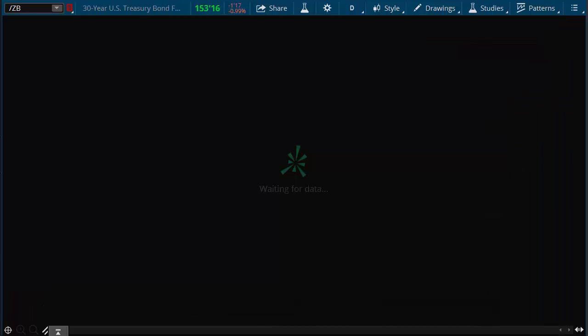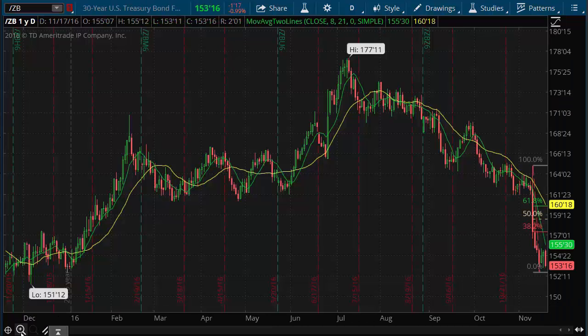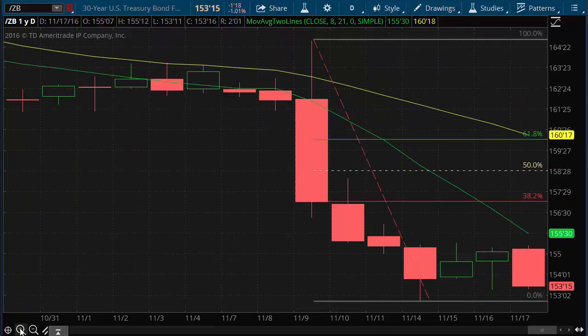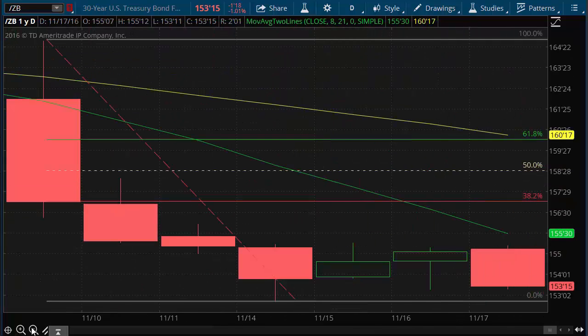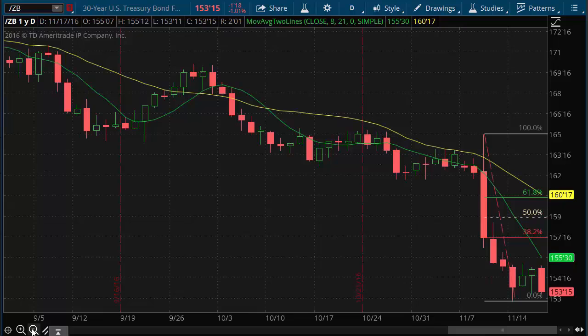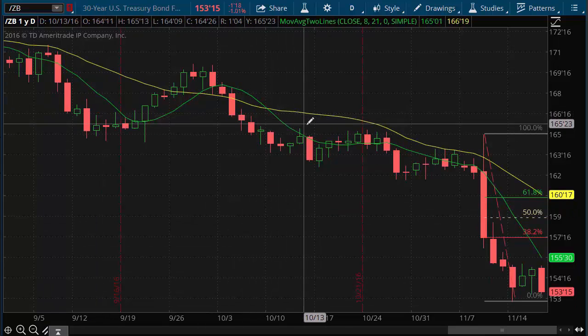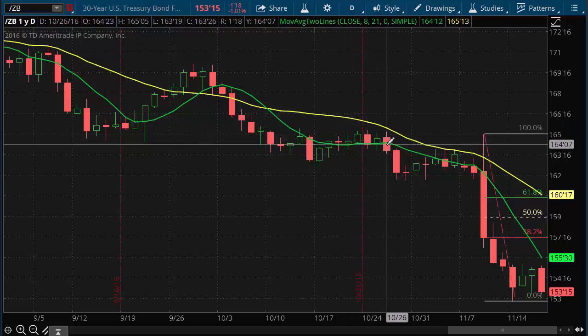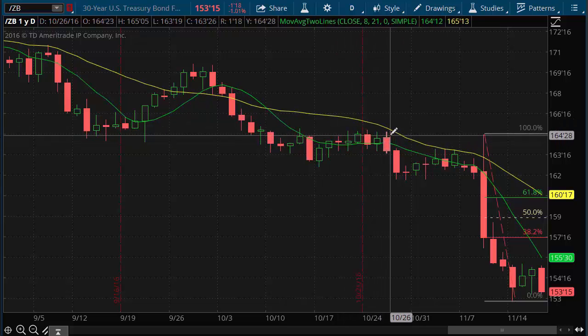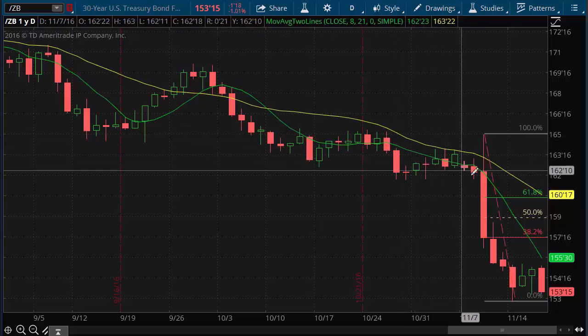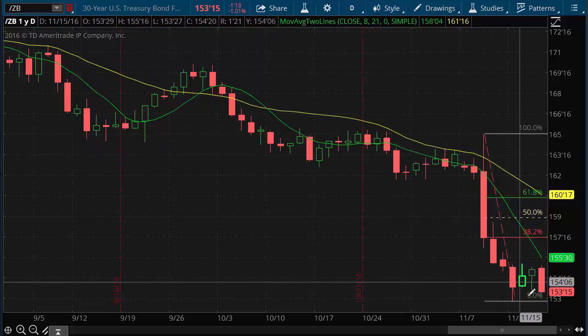Now, if you're looking at bonds, let's say bonds on the downside. Now look at the move in the bonds. We get a crossover here. It begins to expand, contracts a little bit. You just tighten your stops up and then let it run. This is a daily chart.